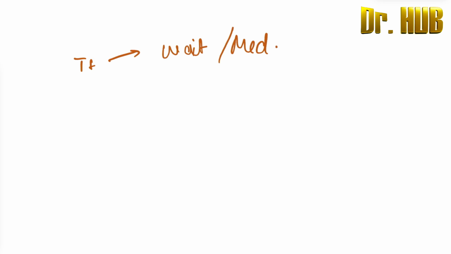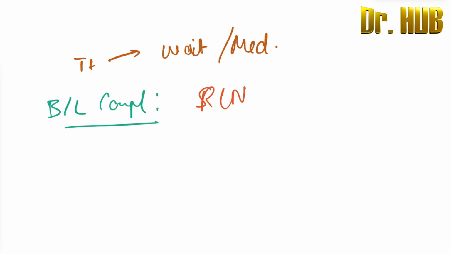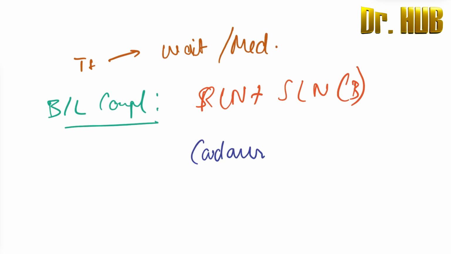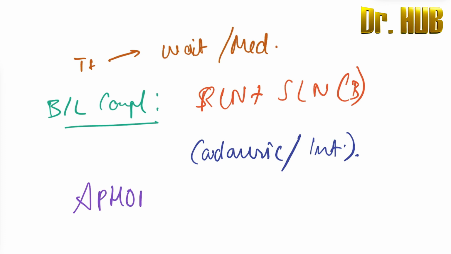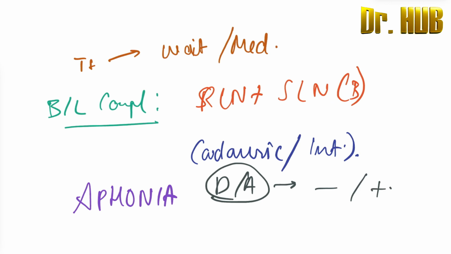Then we move on to the bilateral complete. Here in bilateral complete, it includes RLN plus the SLN, both of them. So how is the positioning? Positioning is going to be cadaveric, that is the intermediate position, and the voice is going to be aphonia. So what about the dyspnea and the aspiration? When you look at the dyspnea and the aspiration, this will be negative and then positive respectively.